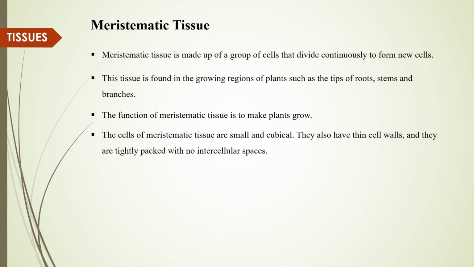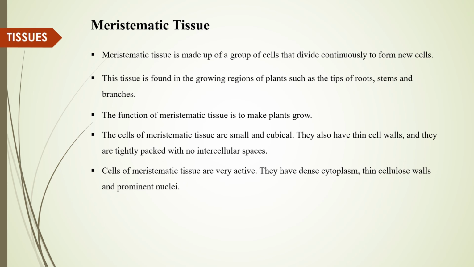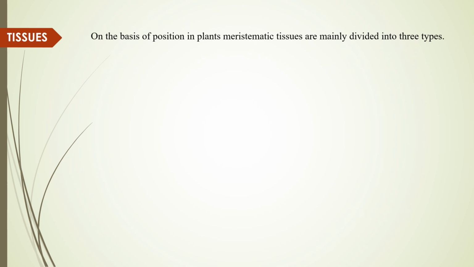The cells of meristematic tissue are small and cubical. They also have thin cell walls. They are tightly packed with no intercellular spaces. Cells of meristematic tissue are very active. They have dense cytoplasm, thin cellulose walls, and prominent nuclei. They lack vacuoles. On the basis of position in plants, meristematic tissues are mainly divided into 3 types.